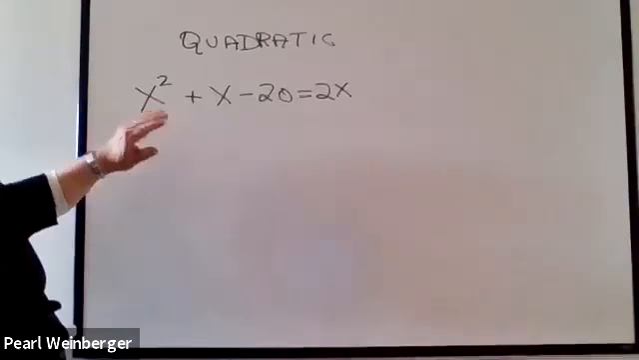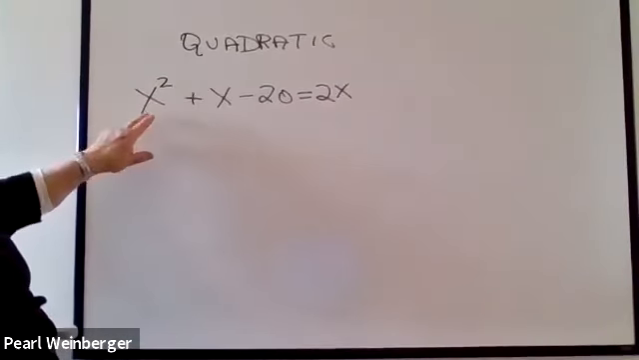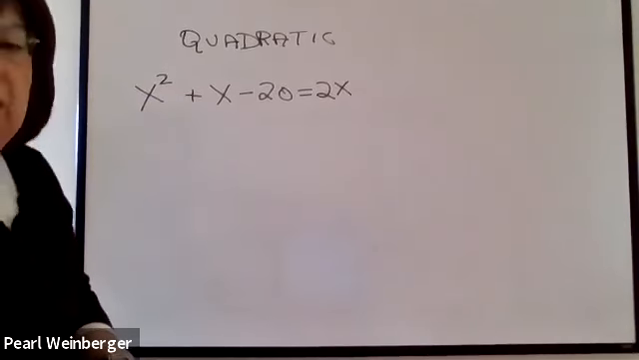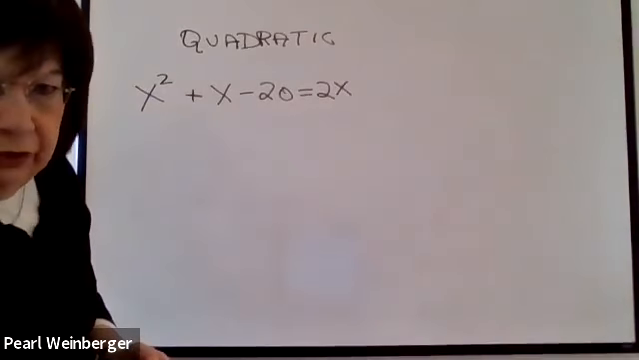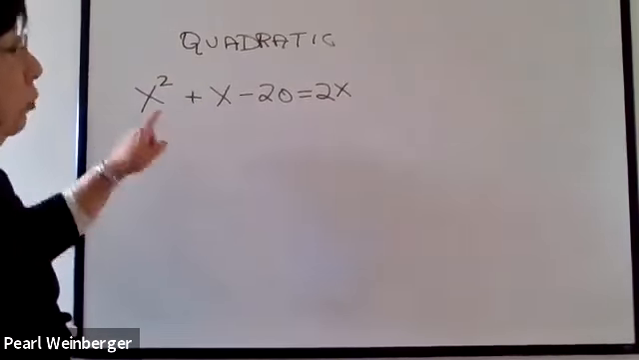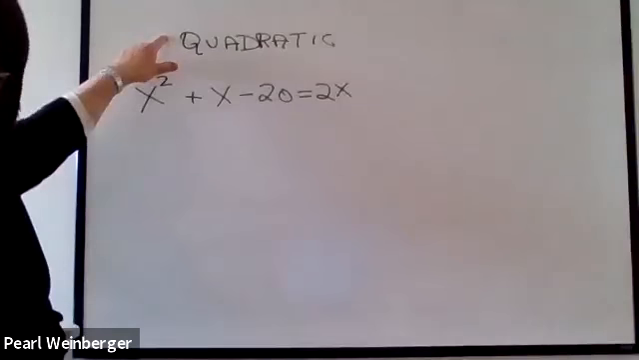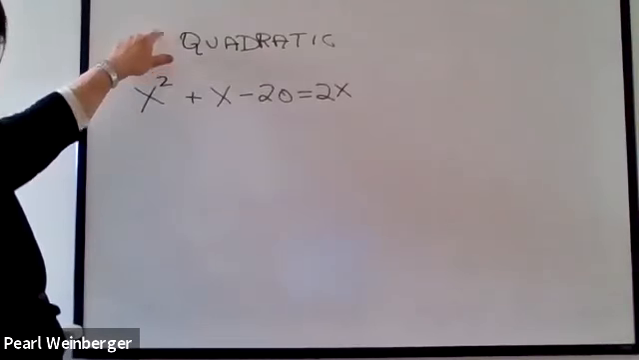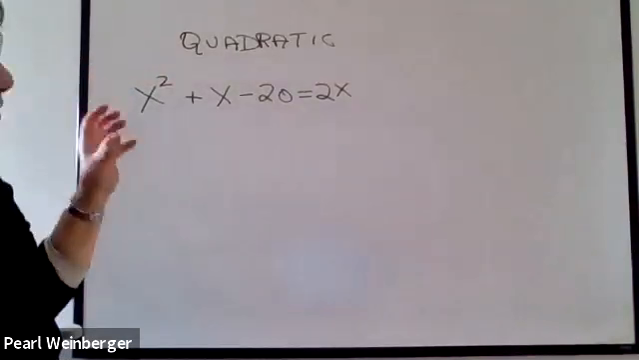Okay, Cheryl, this is for you. I see I have an x squared. Once I have an x squared in my equation, I know I have what's called a quadratic equation. And a quadratic equation is solved by bringing everything from one side of the equation and setting it equal to 0.